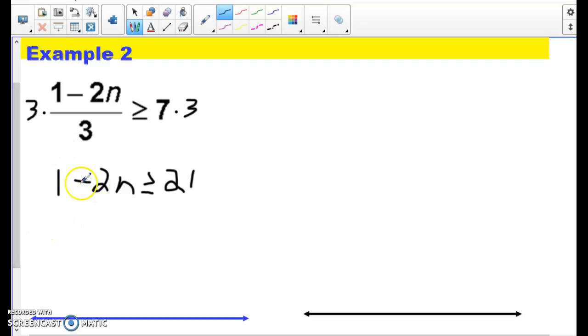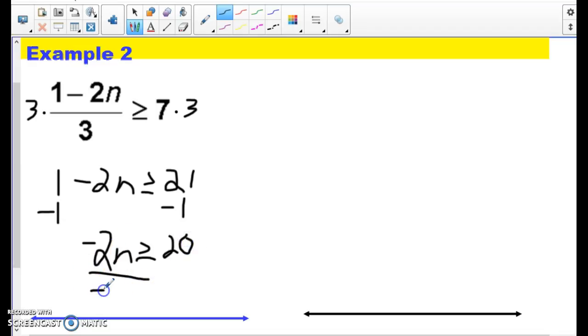And then the other thing I want to point out, and it will be with this one, is what happens when we divide by a negative. So we have a plus 1, so let's minus 1 from both sides. So negative 2n is greater than or equal to 20. And then divide both sides by negative 2. So if I end up dividing by a negative, my sign is going to get flipped.